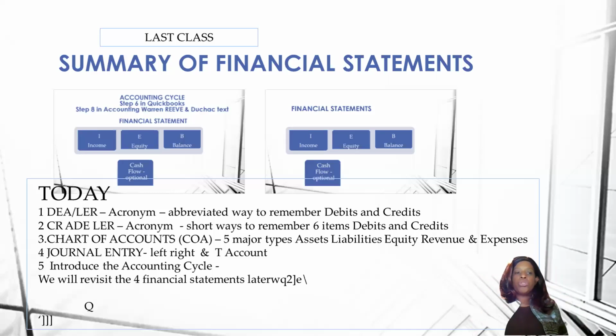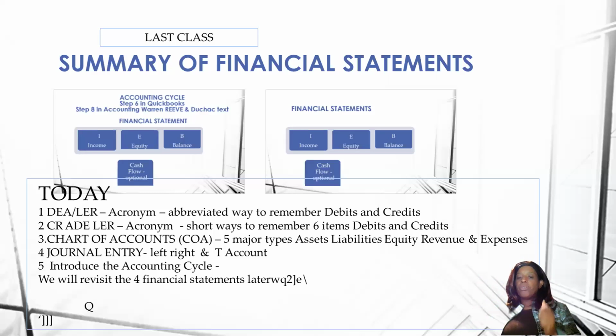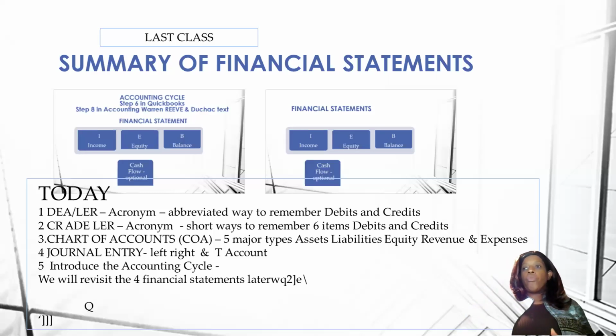Today, we are going to talk about DEALER, which is an acronym, and CR, ADE, LER, another acronym. We're going to talk about chart of accounts, which is sometimes called the COA, and journal entries. So one is on the left, one is on the right in terms of your T account. And we may briefly introduce the accounting cycle. So these are fundamental concepts in accounting. We're again focusing on DEALER, chart of accounts, journal entries, and introducing the accounting cycle.